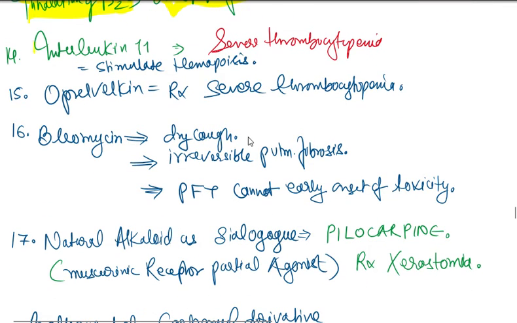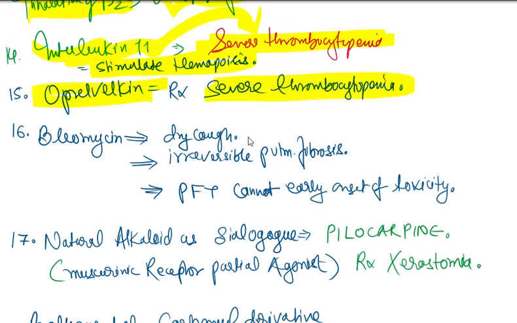Okay, next one, interleukin 11. It is used in severe thrombocytopenia treatment, and it stimulates hemopoiesis. Next one, eltrombopag. This is used in treatment of severe thrombocytopenia.